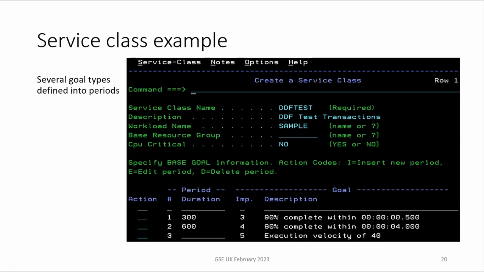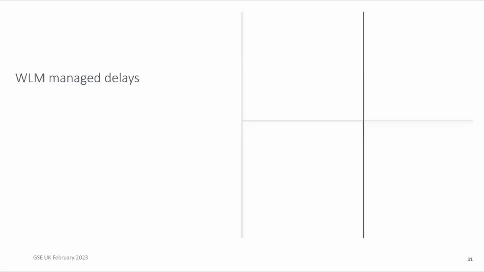They would go through and put it in WLM. Now, WLM is managing delays. That's really what it's doing. It's watching for delays and trying to manage your delays so that you get the goal you're trying to get, either response time goal or velocity goal.